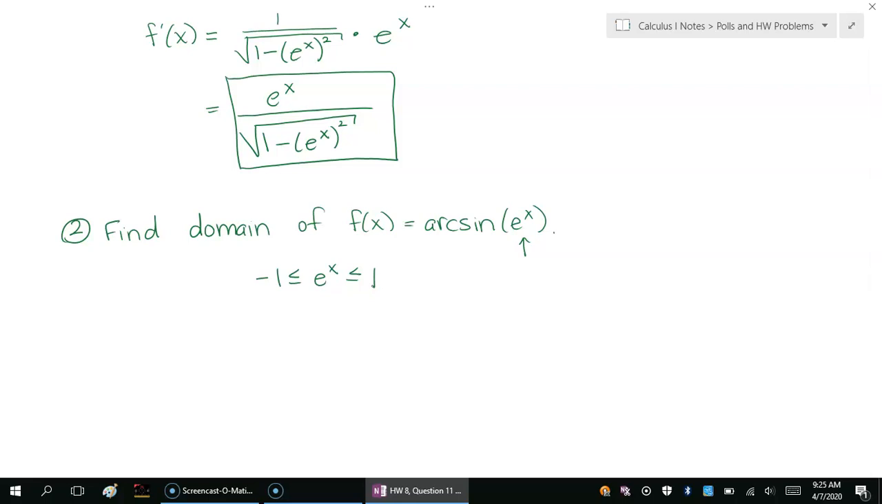And I want to solve this inequality for x, just x, which means that I need to get that x out of the exponent, and the way I'm going to do that is by taking the natural logs. But I run into an issue because I can't take the natural log of -1. So I have to think about this slightly differently.